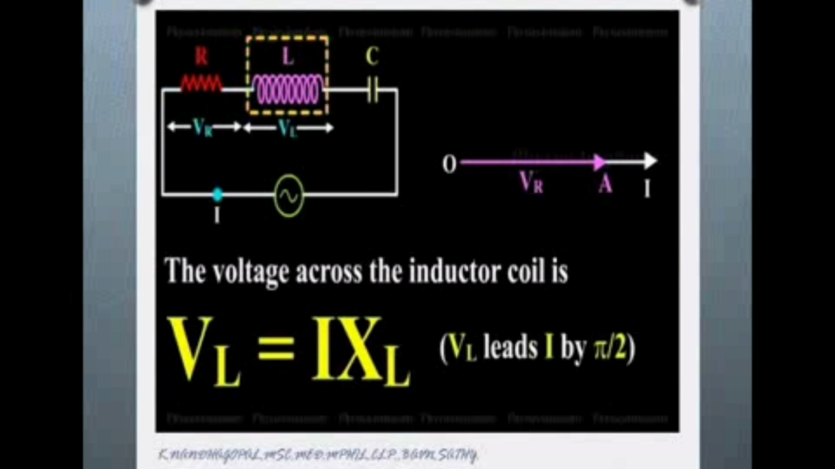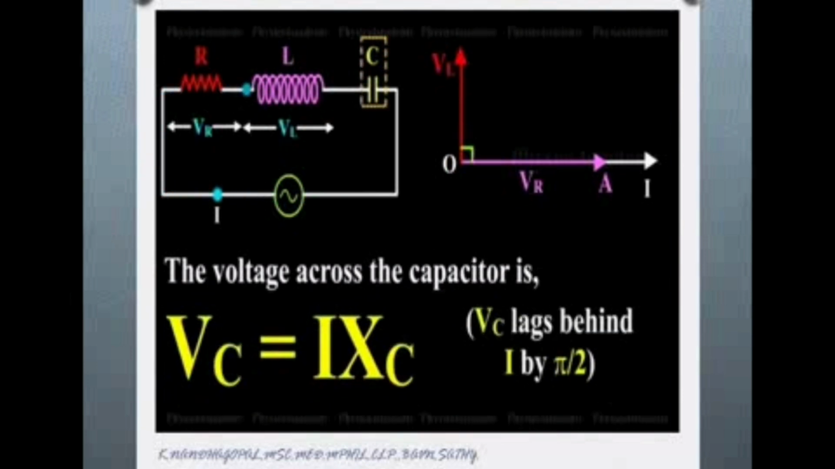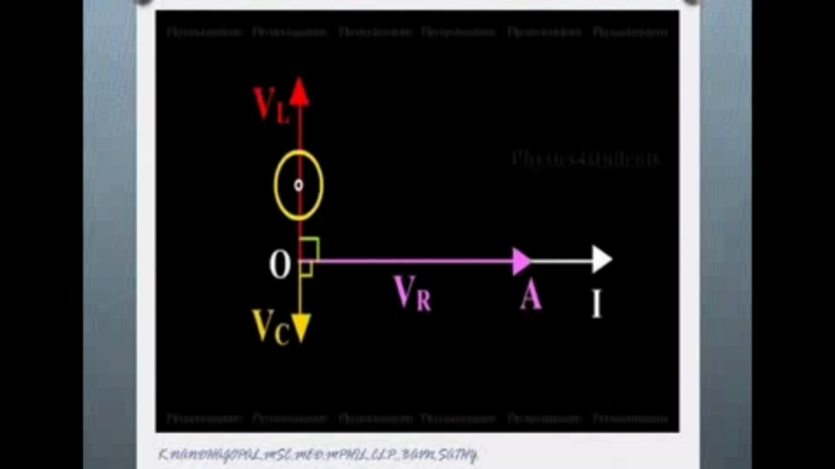Suppose inductance is connected, then the voltage drop of the inductive coil is I into XL. So there is a phase difference. Voltage leads the current by the phase angle of pi by 2. Suppose a capacitor is connected, so V is equal to I into XC, that is capacitive reactance. Now current leads the voltage by the phase angle of pi by 2. So you can get the graph like this: VL, VC and I.